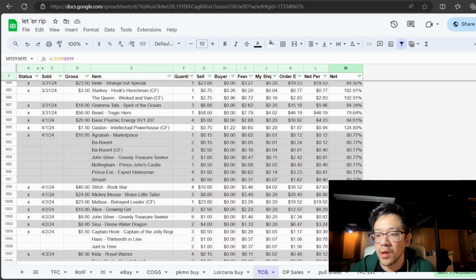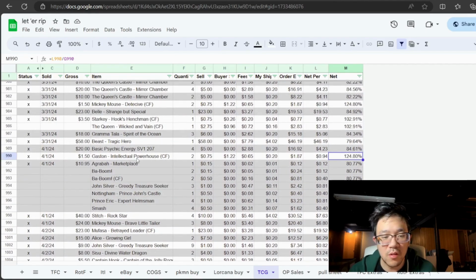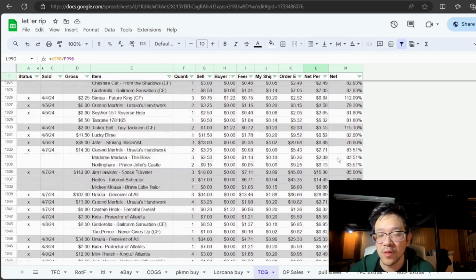The orders that I'm making like over 120%, like this one, these are orders where people are not hitting the $5 threshold, and so they have to pay that extra shipping cost. $1.22 goes a long way in helping my margins. So I'm not too mad about it.